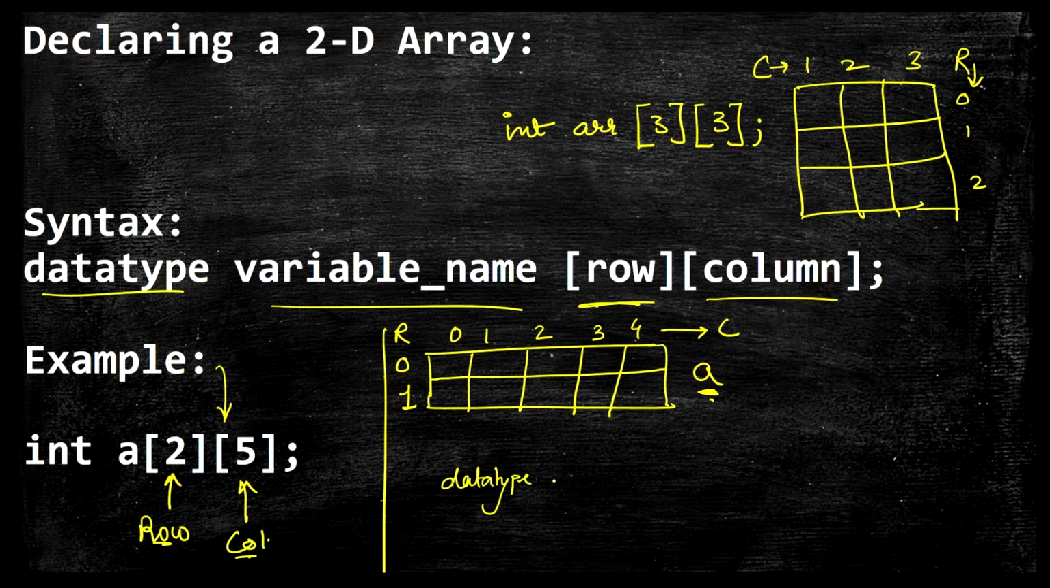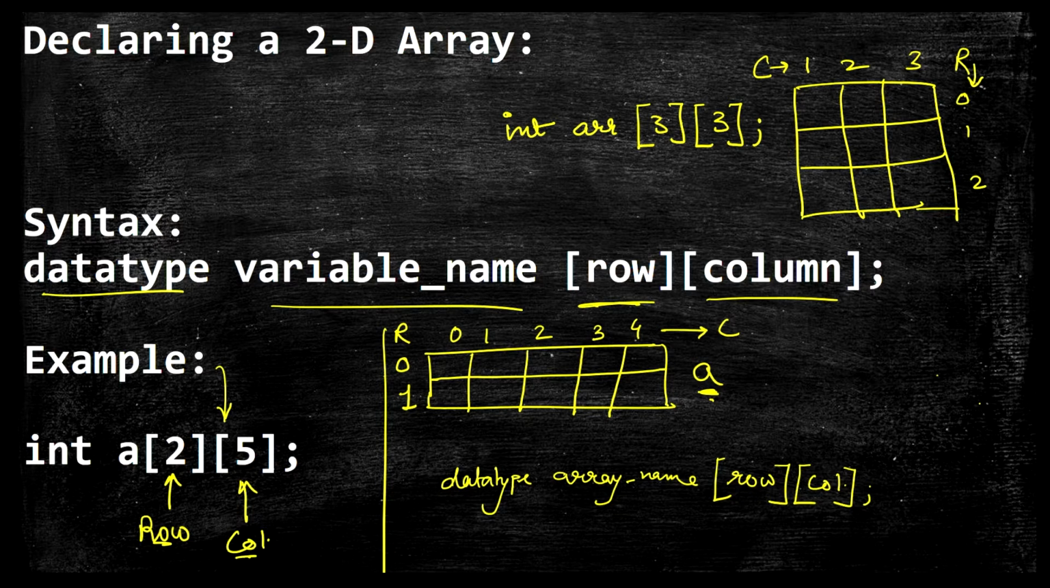We write the data type, then the array name, then over here we write rows, how many rows we want, and then over here we write columns, that is how many columns we want to make, right? So this was the process of declaration of a 2D array.